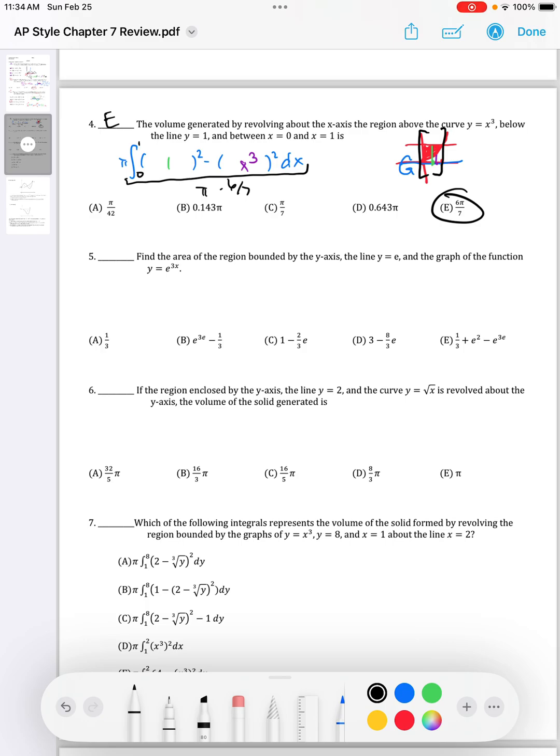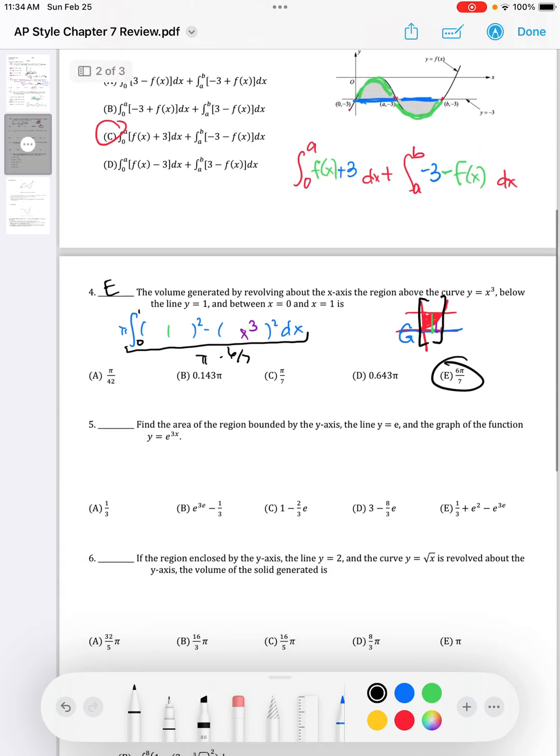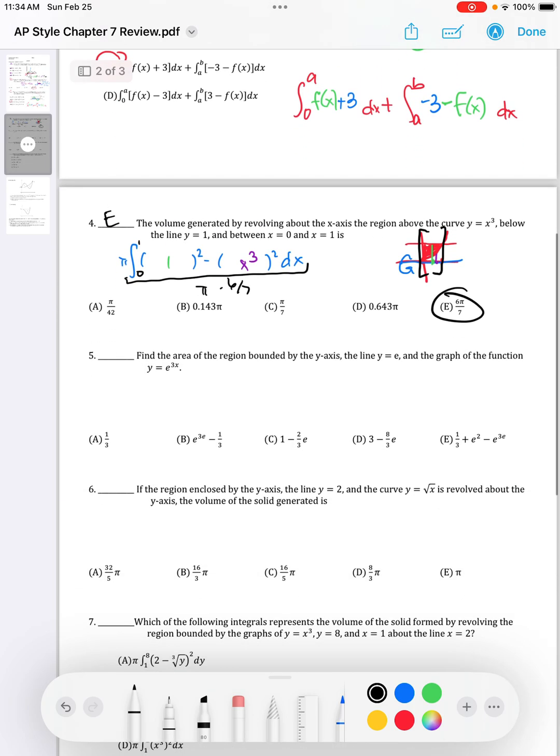All right, next one, we're going to find the area of the region. So remember, area, not volume. When we talk about area, area is going to be your upper curve minus your lower curve. So we have the region bounded by the y-axis, the line y equals e, and the graph of e to the 3x.